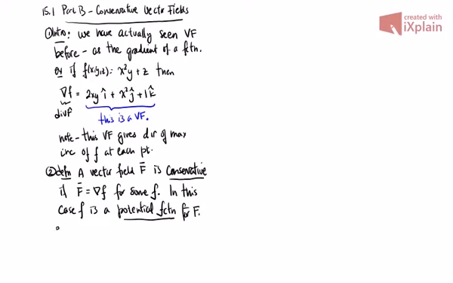So for example, this guy that we had at the top: if I started with the vector field big F equals 2xy i plus x squared j plus 1 k, that vector field is conservative, because big F is the gradient of little f, for little f of xyz equals x squared y plus z.